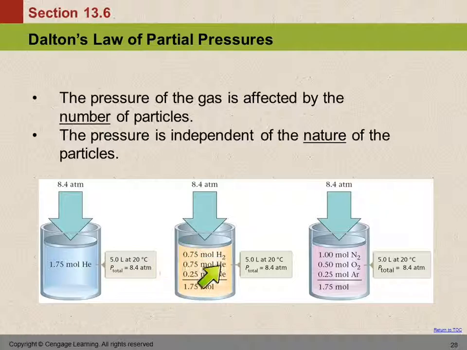But the gases are different. This is a mixture of hydrogen, helium, and neon. This is a mixture of nitrogen, oxygen, and argon. But the total number of gas particles, the number of moles of gases, is the same in each container. The pressure of the container does not depend on what kind of gas is in it. And that's something that's pretty unique to gases. We don't see that with liquids or solids. Does that make sense? So it just has to do with the number of the particles.